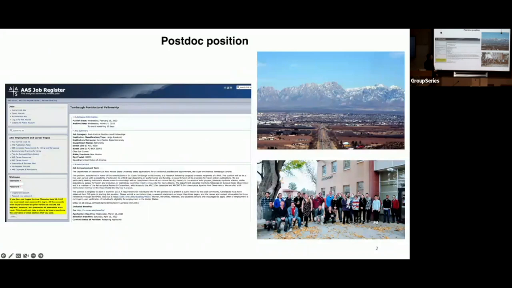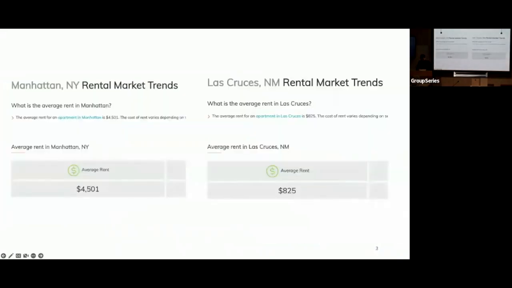This is Las Cruces, if you haven't been there, with the beautiful Organ Mountains, and this is our group. But I guess a much better incentive for people here in this room to consider a postdoc in New Mexico is the price of rent. I heard that the average rent in New York is like 4,000 right now. Here is the average rent in Las Cruces.